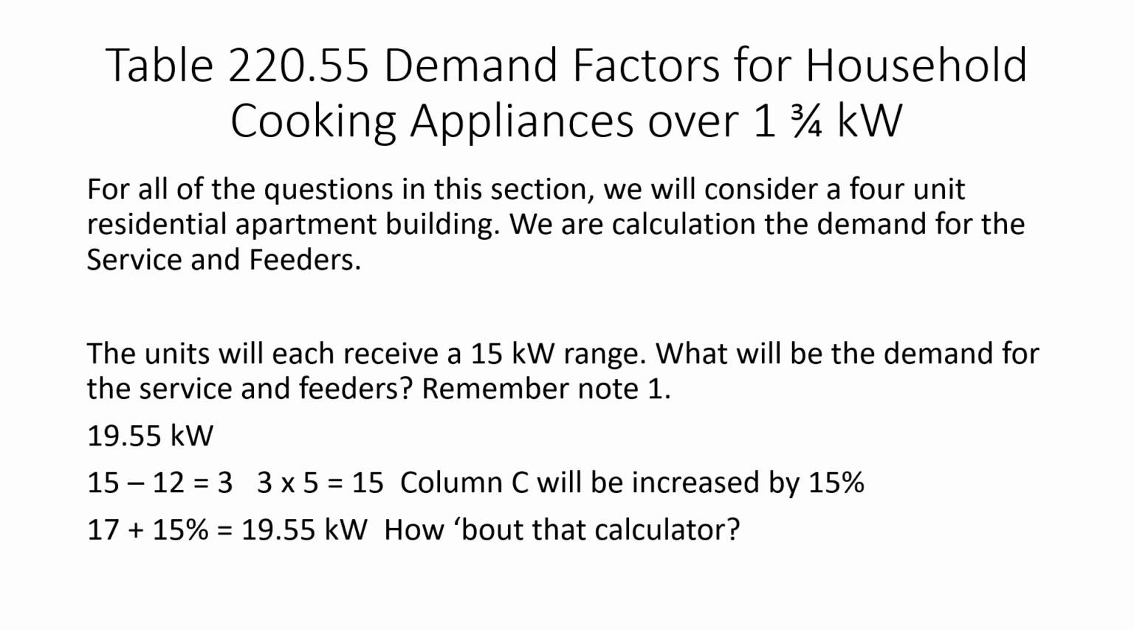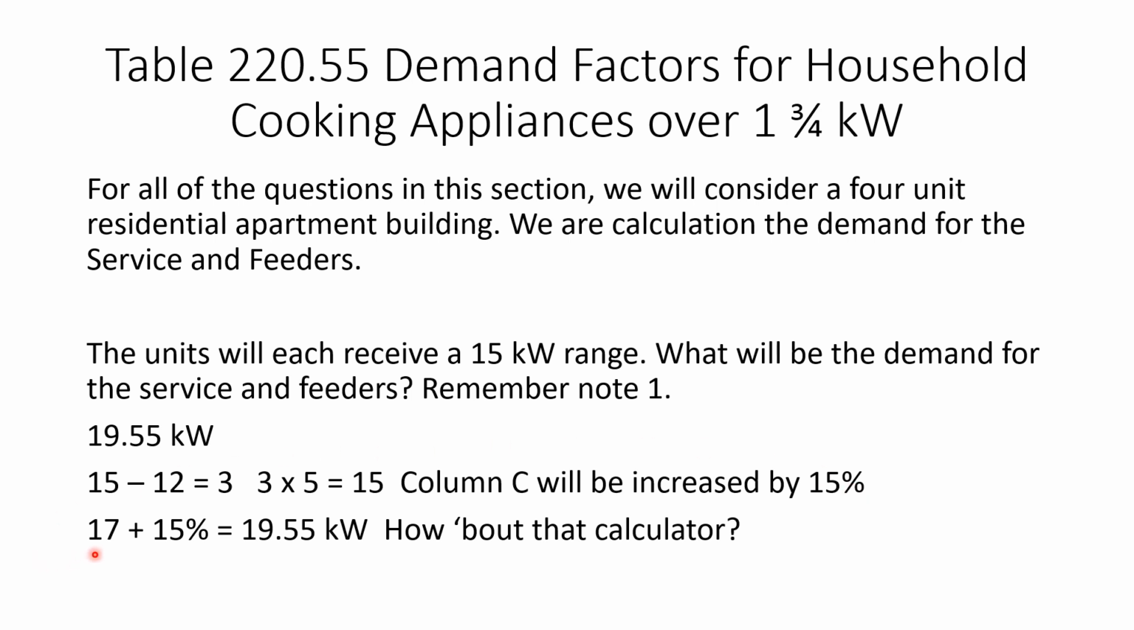Okay, did you get 19.55 kilowatts? So here's how we did that. Since we were at 15, we had to figure out how many kilowatts it was above 12. So it's 15 minus 12 is 3. Now it's 5% for each kilowatt over 12. 3 times 5 is 15. So column C will be increased by 15%.